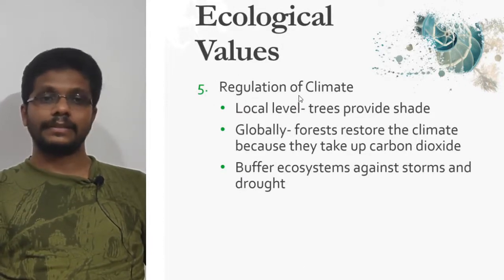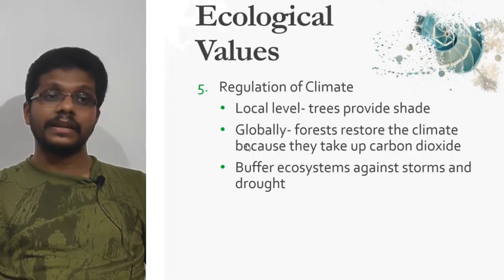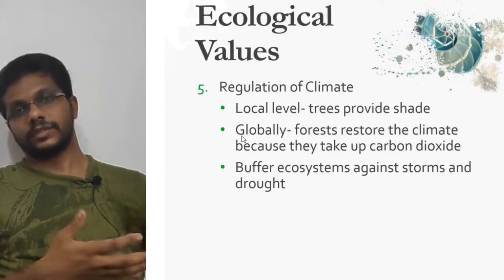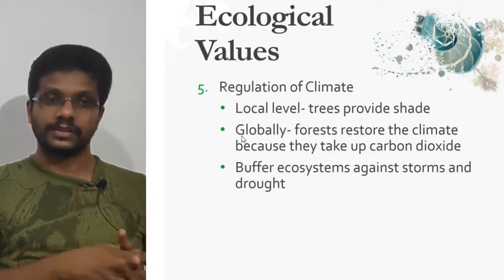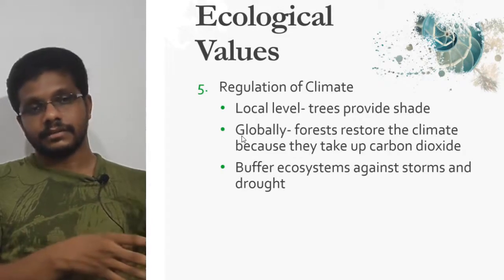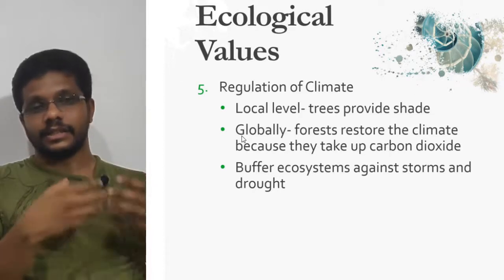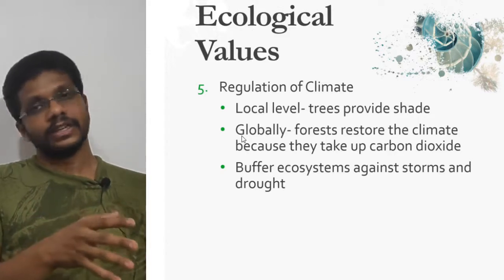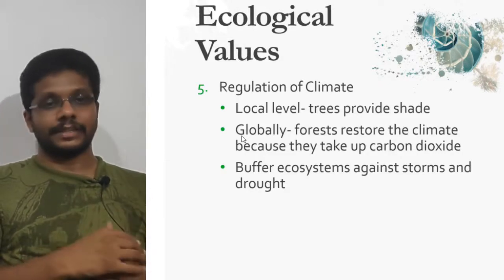Ecosystems play a major role in climate control. At the local level, trees provide shade and a serene environment. And globally, forests regulate the climate because they take up carbon dioxide. Carbon dioxide is the one that causes global warming and climate change. The forest also provides oxygen, and the atmosphere has a buffering effect. For natural calamities like storms and drought, the forests have a buffering effect. The ecosystem itself has a buffering effect. The reduction in the forest reduces the carbon dioxide uptake and oxygen output, which inversely affects the climate and leads to climate change.